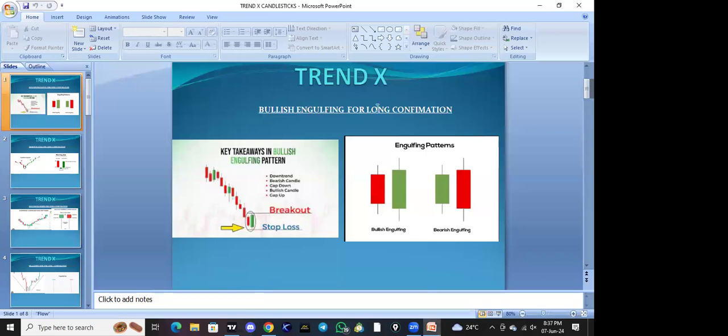So these are the candles I'll show you. There are only 8 candles, 4 candles for bullish, 4 for bearish. Okay, so let's start. I'll show you. So this is the first candle which I'm showing you here. This is a bullish engulfing.